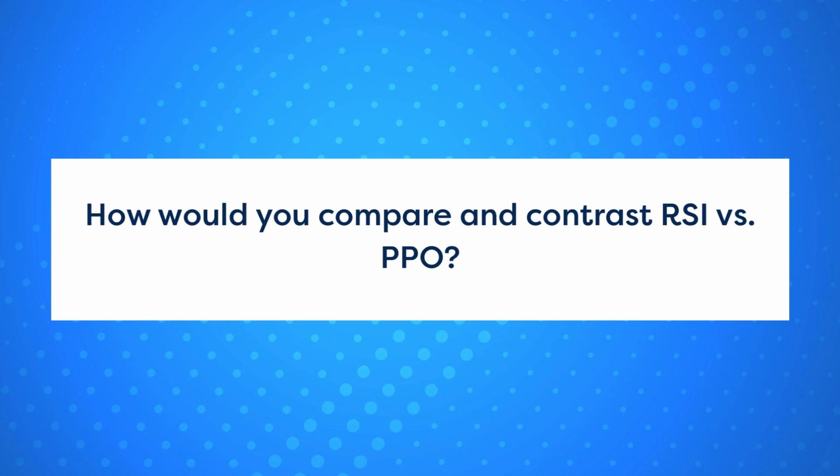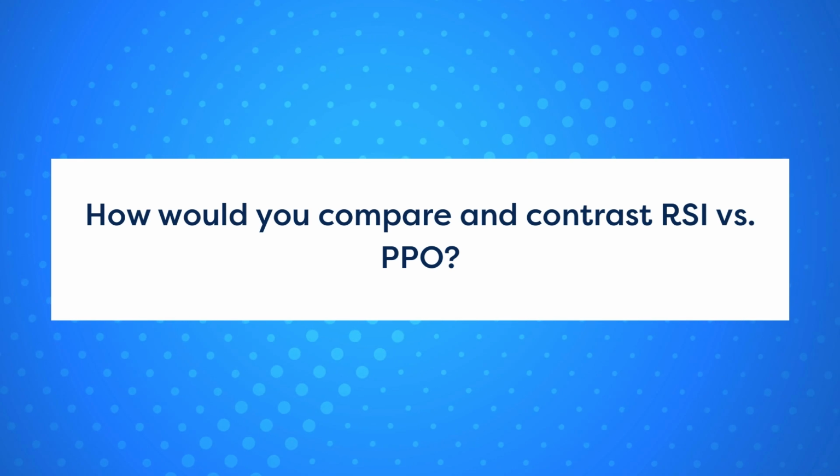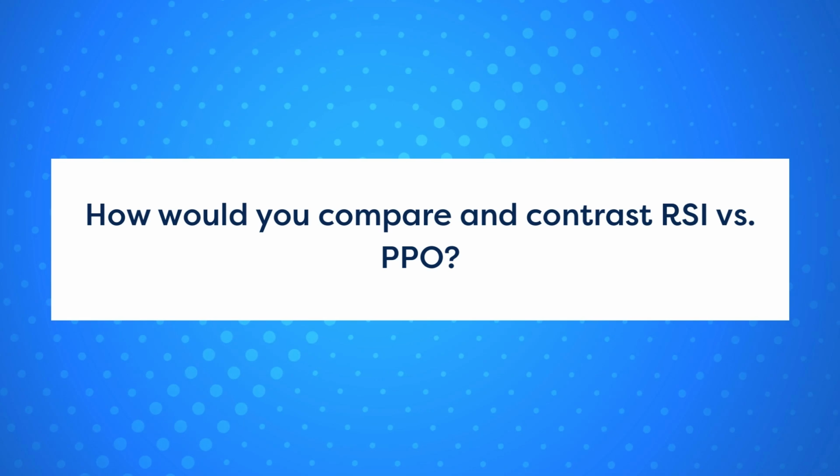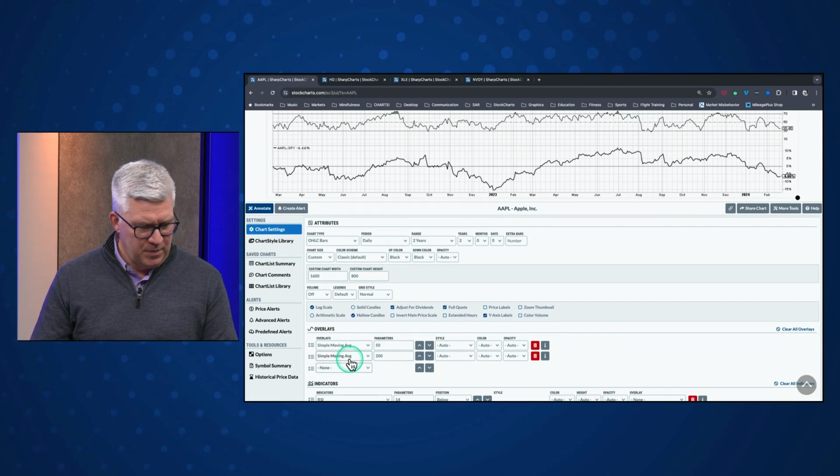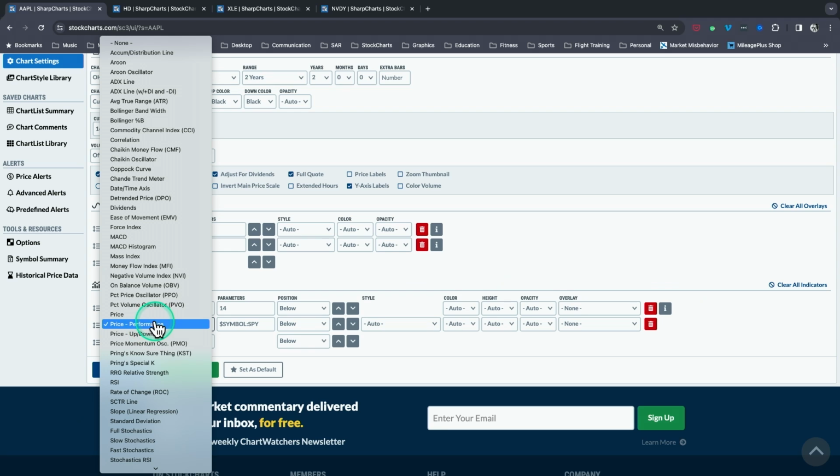How would you compare and contrast two indicators, the RSI and the PPO? That is such an interesting question. I appreciate you asking about that. We'll bring up something like Apple just as an example. I have RSI here, and I'm going to switch this one to PPO.